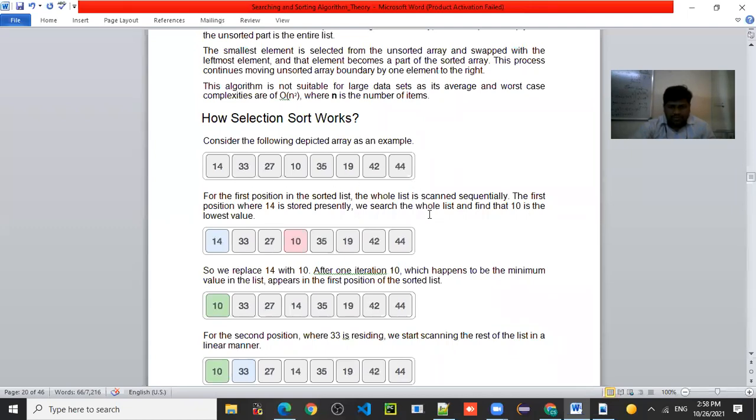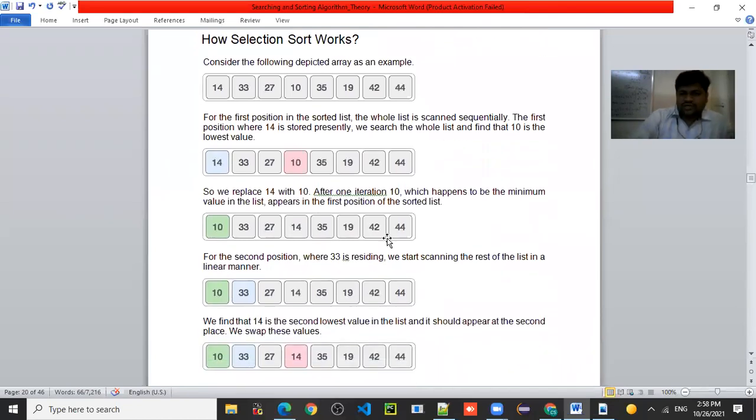सो इन आवर प्रोग्राम, राइट नाउ हियर वी हैव रिप्लेस द फर्स्ट एलिमेंट. सो वी रिप्लेस 14 with 10. So in the first iteration, the minimum value in the list appears in the first position of the sorted list, right? Now for the second position, we'll consider the second position. Now this is the second position. So who is at the second position? What is the value of the second position?